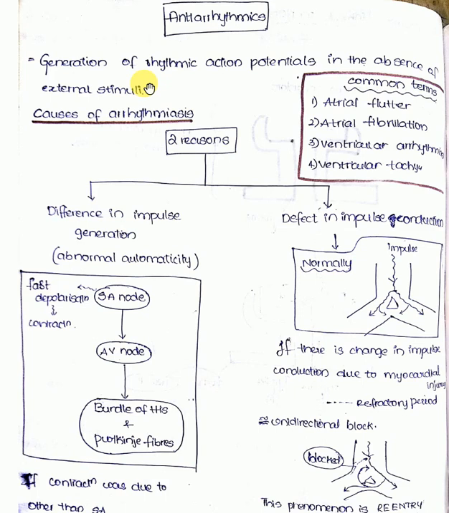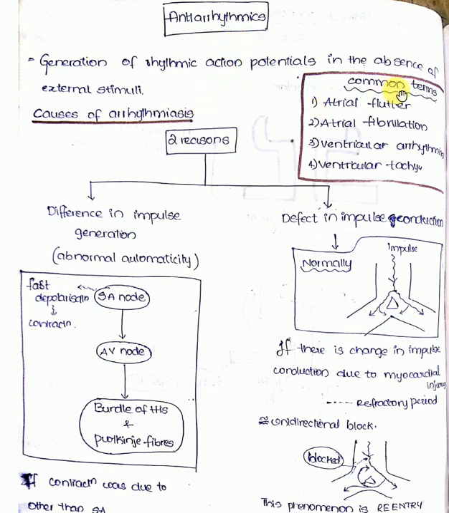If the SA node or AV node do not acquire the action potential, and they produce an abnormal action potential, that condition is called arrhythmia. Arrhythmia, A means defect in rhythms of the heart.